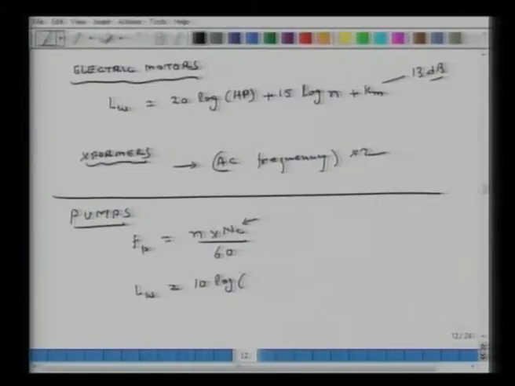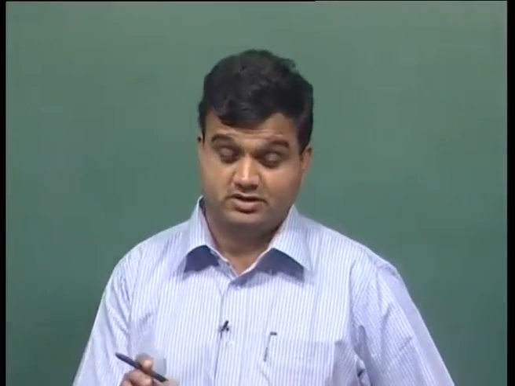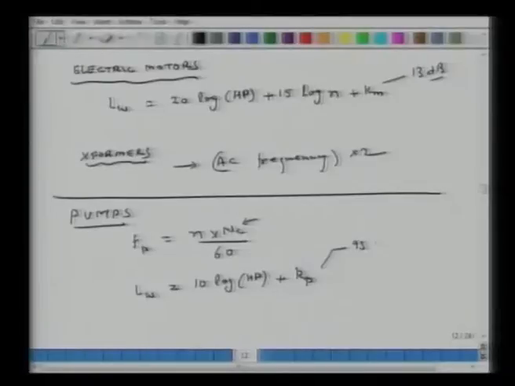Again, a lot of these pumps are rated in horsepowers, so you do not have to do a lot of conversion, plus Kp, and Kp is again provided by the manufacturer, or if you do not have anything, then it is 95 dB for centrifugal pumps, 100, 105. So, this is for screw pumps and this is for reciprocating pumps.